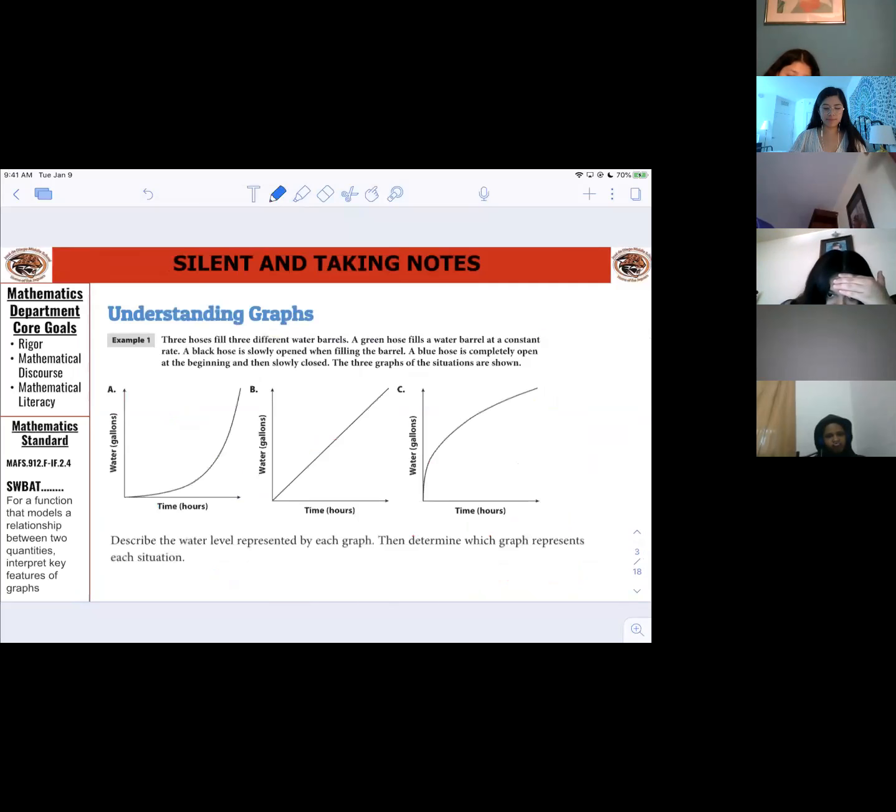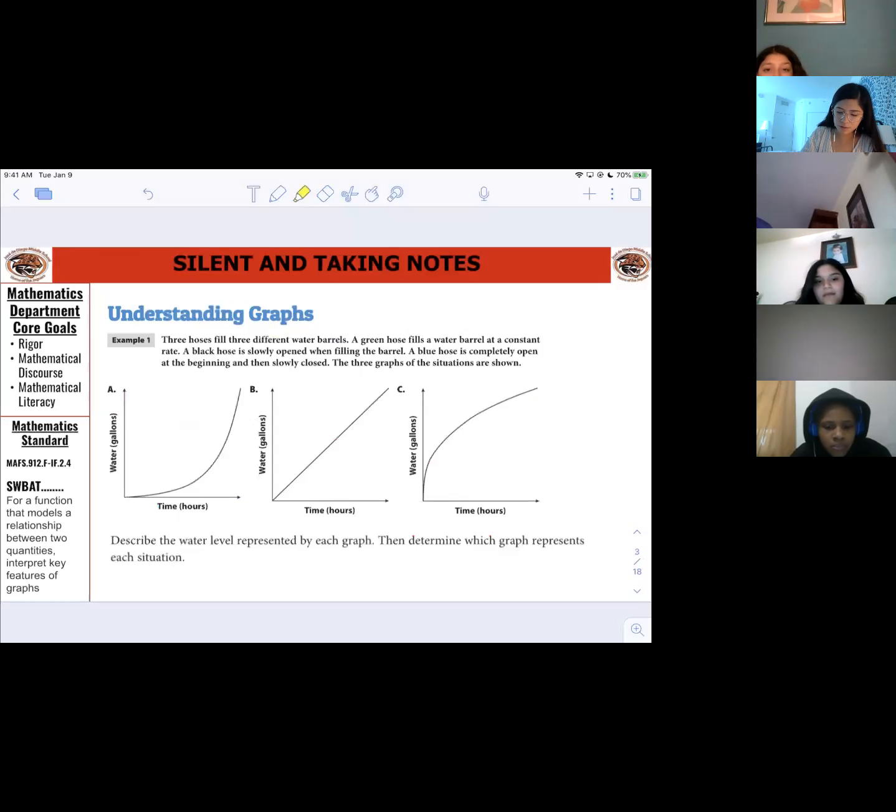Three hoses fill three different water barrels. A green hose fills a water barrel at a constant rate. A black hose is slowly opened, filling the barrel. A blue hose is completely open at the beginning and then slowly closed. The three graphs of the situation are shown.